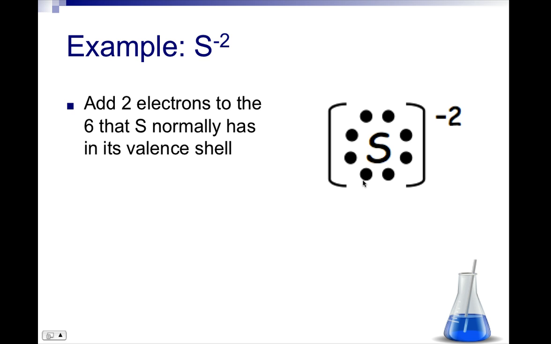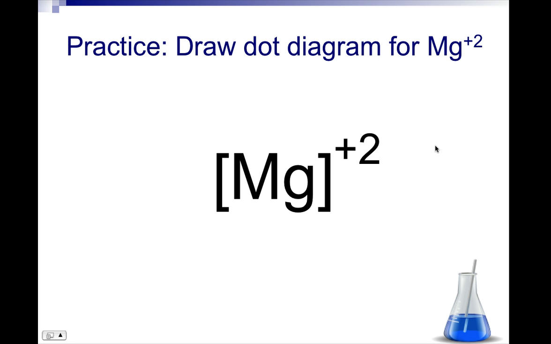Sulfur will add 2 additional electrons to the 6 that sulfur would normally have in its valence shell. And to indicate that we now have an ion, we would use our brackets and indicate a -2 charge, indicating we have 2 more negative electrons than sulfur would typically have.